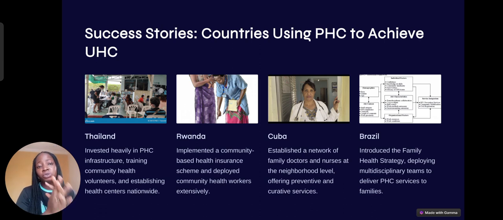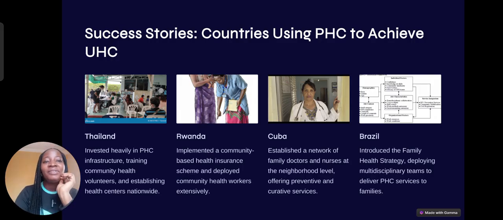Now, we have success stories from different countries who have used primary healthcare to achieve universal health coverage. It is possible, even though it has not been achieved in my dear country, Nigeria. It is possible. Look at Thailand. Thailand invested heavily in primary healthcare infrastructure, training community health volunteers, and establishing health centers nationwide. Throughout their country, they have primary healthcare infrastructure and have been able to provide primary healthcare services at the community level. Then we have Rwanda, which is a country in Africa, okay, and they have been successful in implementing a community-based health insurance scheme.